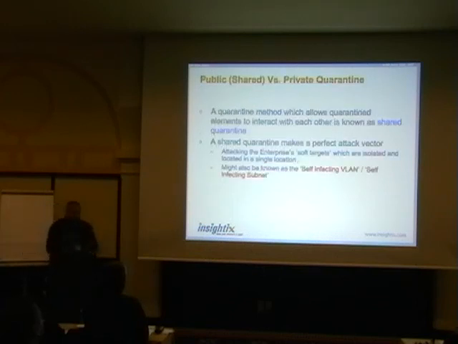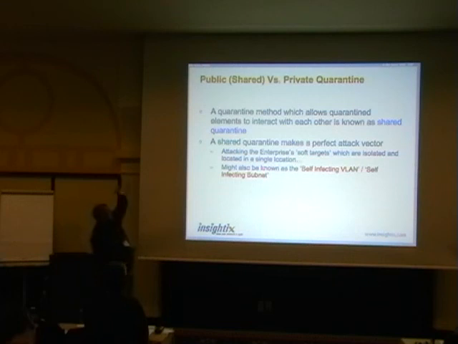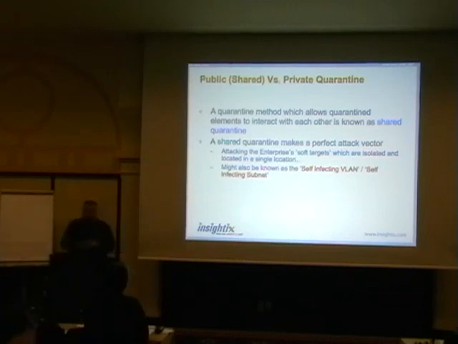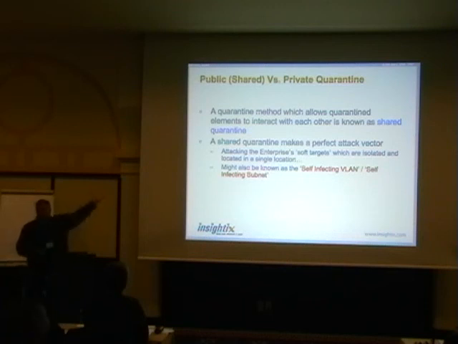At the end of the day, one of my favorites is the public quarantine. The public quarantine basically allows communication between all of the quarantined devices. So this is what I call the self-infecting VLAN. I'll put all of my devices into one place. I'll get into that quarantine holding place, and my aim is to infect you all. Easy, right? Because those are the soft targets. I have access. So what are we doing here?